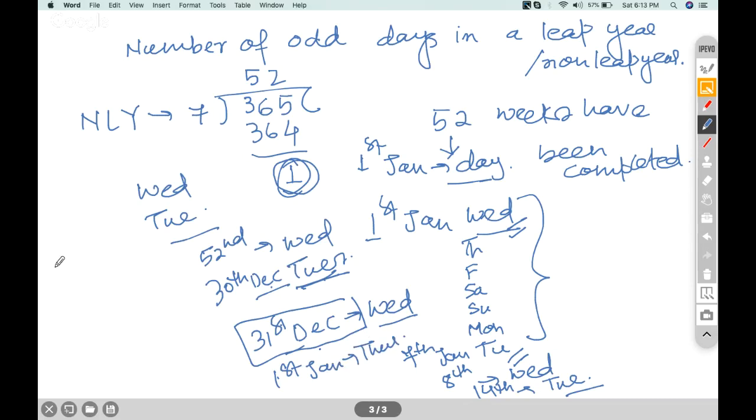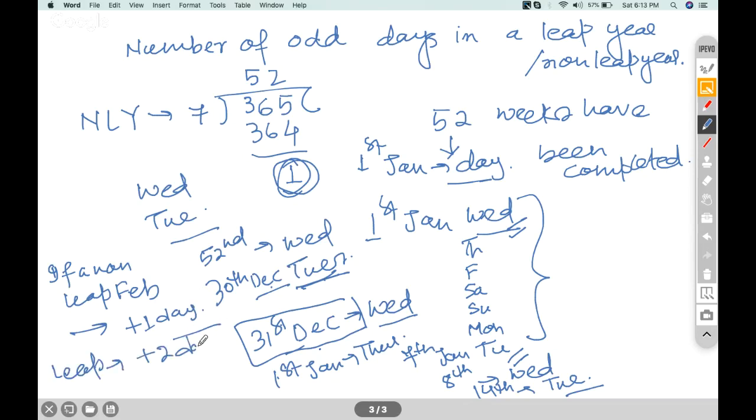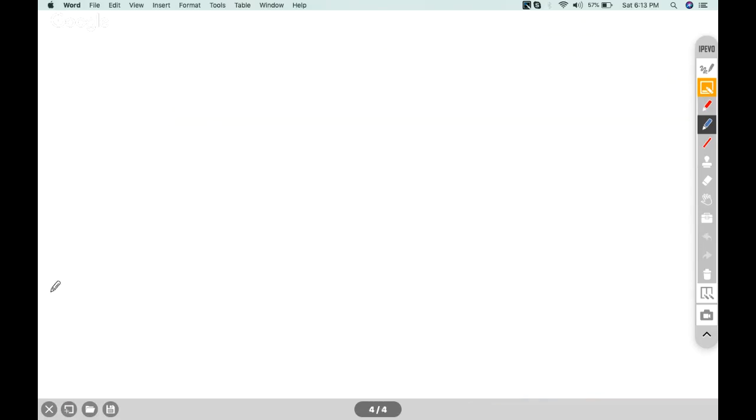So that is why I told you that if a non-leap February comes in between, for the same date I'll have plus 1 day. You can understand from this that for a leap February, it will be plus 2 days. So this is one rule. Then another rule that you need to take care of is the repetition of years.